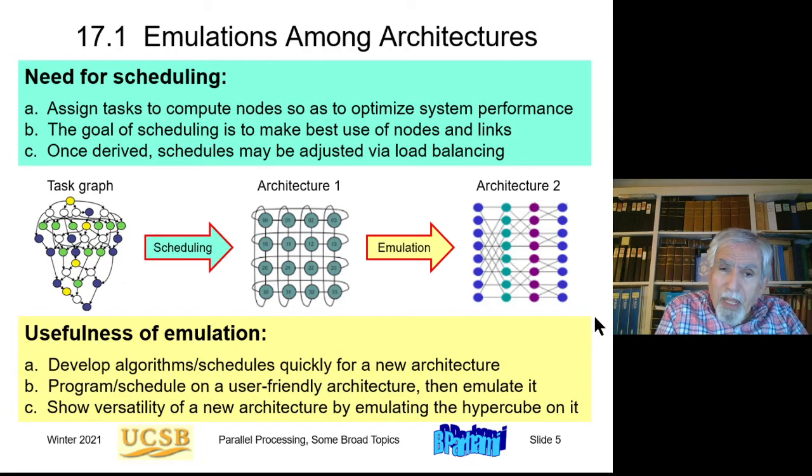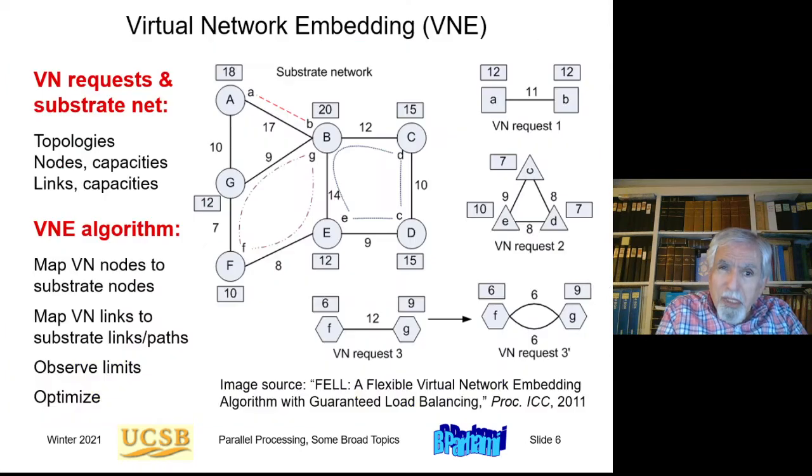Okay. Now, both of these graph mapping problems can also be approached by a problem called virtual network embedding. So this is a higher level view of those kinds of mappings or embeddings. So what is virtual network embedding? This is an area that has been very active in terms of research over the past couple of decades, the last decade in particular.